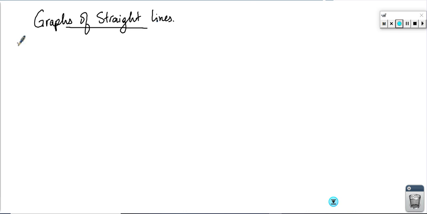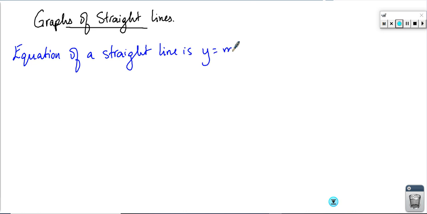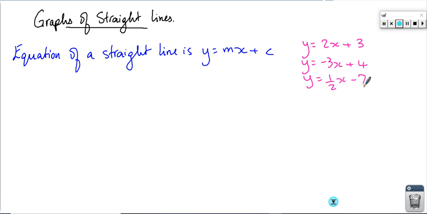So every straight line has an equation. The equation of a straight line is y equals mx plus c. That's the format. Normally we're going to see it with numbers. For example, let me write down a couple of examples. For example, y equals 2x plus 3. For example, y equals minus 3x plus 4. For example, y equals half x minus 7. Alright, so those are different equations of straight lines.